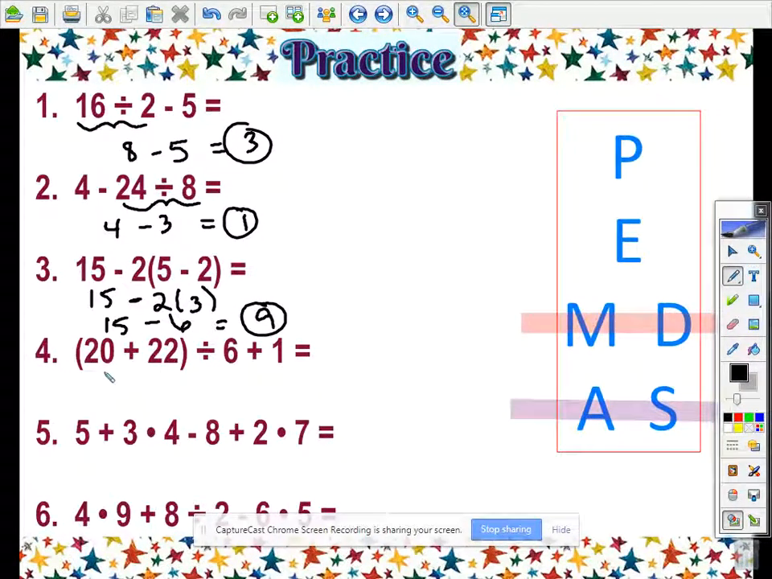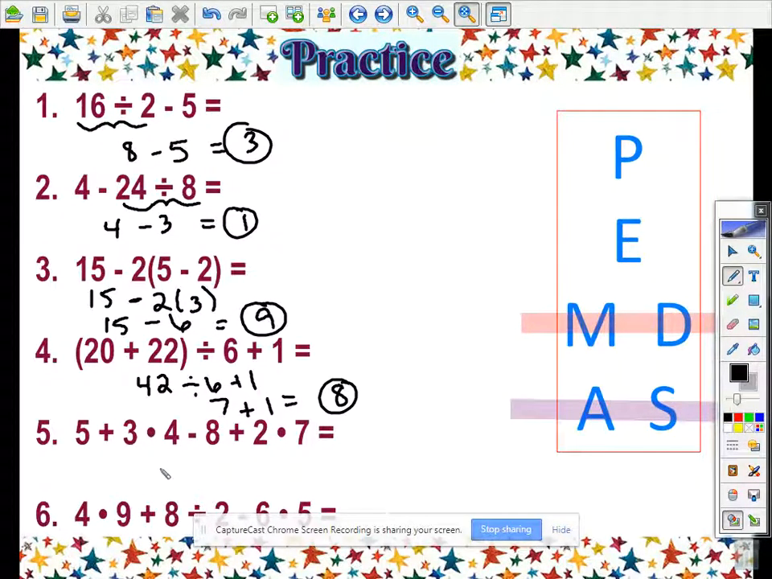Number 4, we do the parentheses first. 20 plus 22, you should have had 42. Divided by 6 plus 1. We do the division next. 42 divided by 6 is 7. And 7 plus 1 is 8.